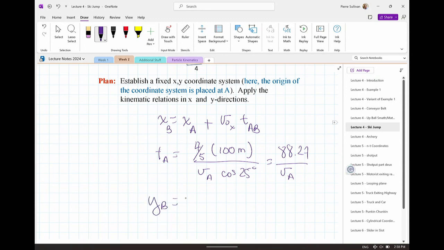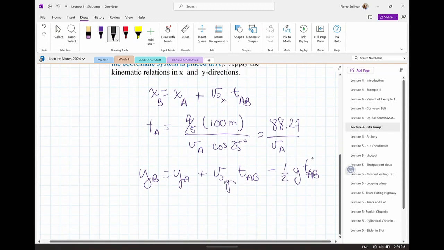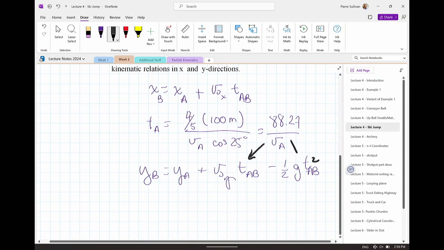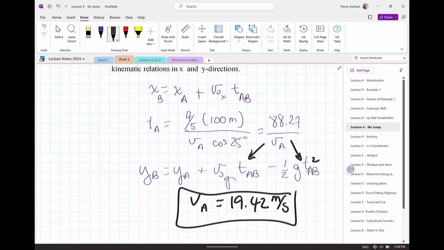Y sub B equals Y sub A plus V naught Y T A B minus 1/2 G T A B squared. Substitute in for T, solve through the quadratic, and we are done with the lecture today with 19.42 meters per second. And tomorrow we'll talk about NT coordinates, where we'll go back a little bit and look at these projectile motions again. Thank you very much. See you tomorrow, or see you Wednesday.